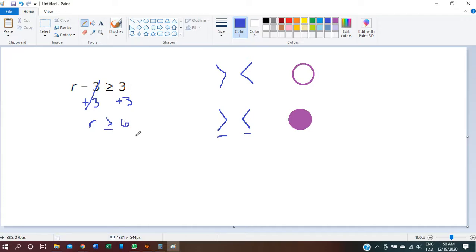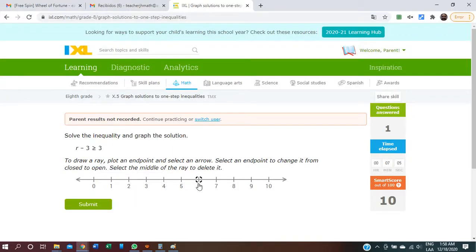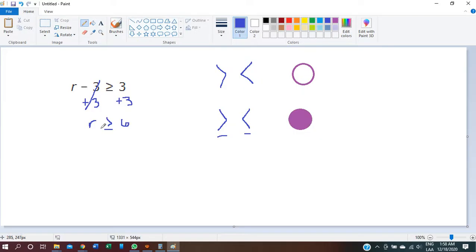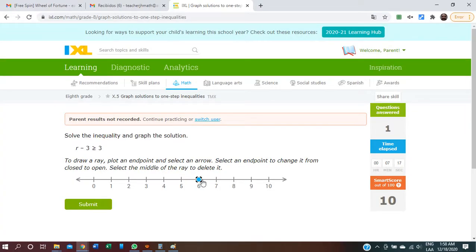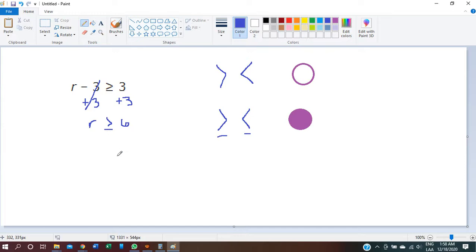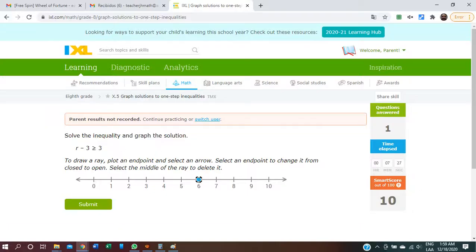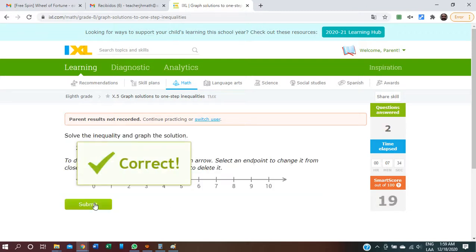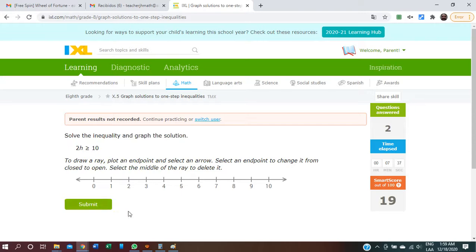Okay, so the important number is 6. We click on 6, and you can see there is a line here, so it means that number 6 is included. It can be 6 or a higher number, so we need a full circle. We leave it like that, and then imagine that this is like an arrow, so we need to click on the right arrow. So we submit it, and it is correct.